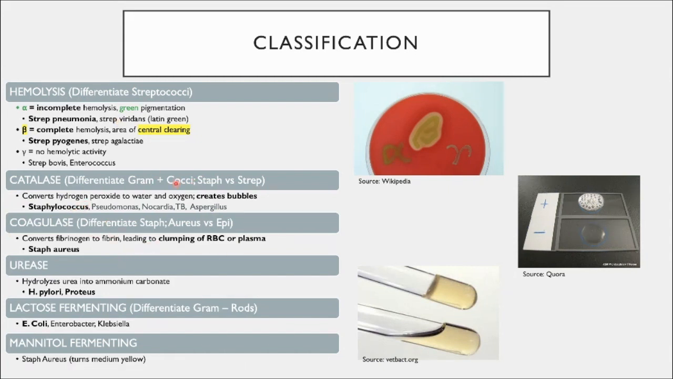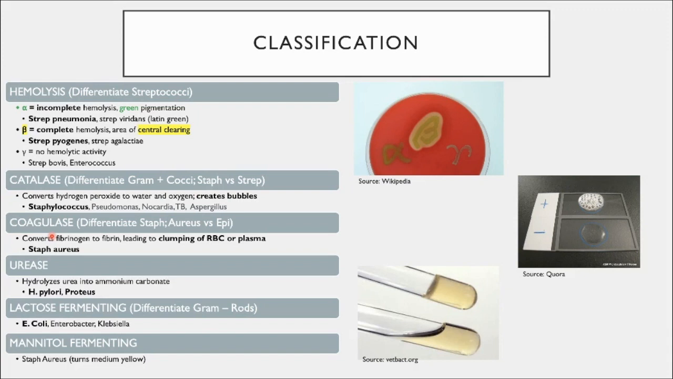Coagulase is another important one. So at this point, we've distinguished staph from strep. When we get to coagulase, what we're trying to say is, is it Staph aureus or is it coag-negative staph? Typically Staph epidermidis. However, there are other variants of staph that fall into this category. So we use the term coag-negative staph or CoNS interchangeably with epidermidis.